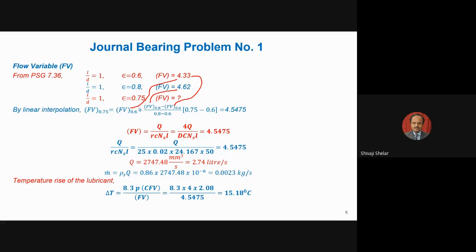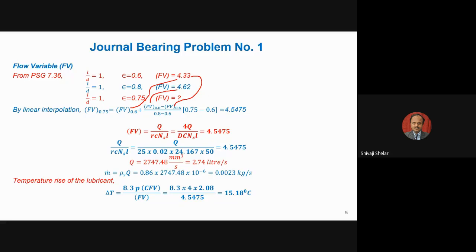Okay. So once you put this value here, 4.33, then this value here, 4.62 minus 4.33, divided by the next reference value minus the initial reference value, gives the value required at the particular location. So we require the value at the particular location minus the first reference value, that is from 0.6. So we get this value as 4.5475.